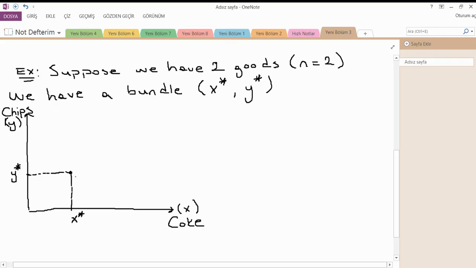So to understand the more is better assumption, let's divide our graph into some quadrants, okay? Let's divide our graph into some quadrants. So let's divide it. I'm not sure if I will be able to draw it like I'm drawing it on the board. Let's divide it into quadrants, okay?